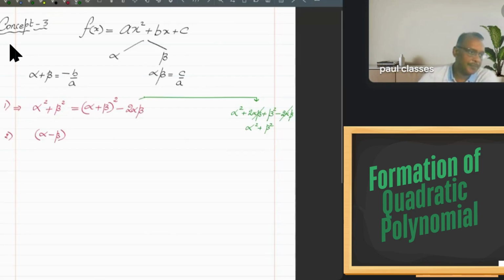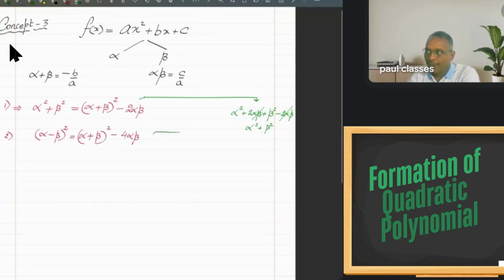Very obvious. I want the value of alpha minus beta. You know what I'll do? I'll do one thing. I'll write this as alpha minus beta ka whole square as alpha plus beta ka whole square minus 4 alpha beta. बुद्धि बाबा, ये 4 अल्फा बीटा कहां से पैदा हो गया? Listen here, चलो देखते हैं.